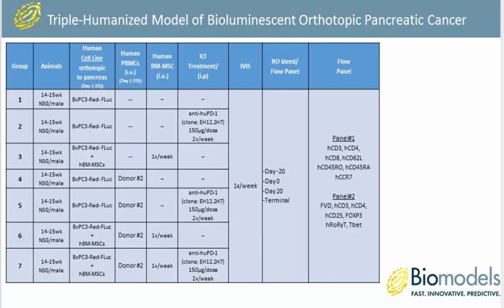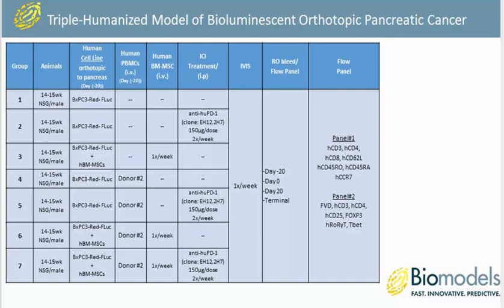And finally, as a third piece, we've added co-implanted human bone marrow-derived MSCs, and these are actually given as bolus doses once a week to simulate translocation of these cells from the bone marrow out to the local tissue sites where they have been shown to home to tumor sites.